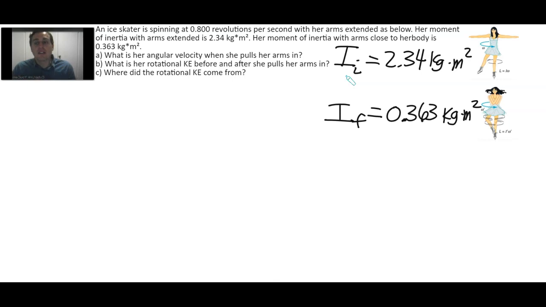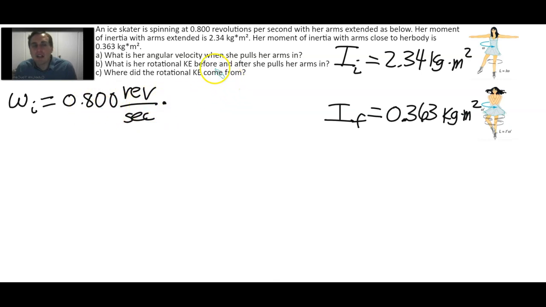Part of the reason an ice skater is a good example of this is because as she spins without much friction on the ice, all the torques are internal from her changing her own radius. So we also know what her angular velocity is when she begins. It's 0.8 revolutions per second. Now let's go ahead and get that. That's the initial angular velocity, 0.8, and that's, again, revolutions per second.